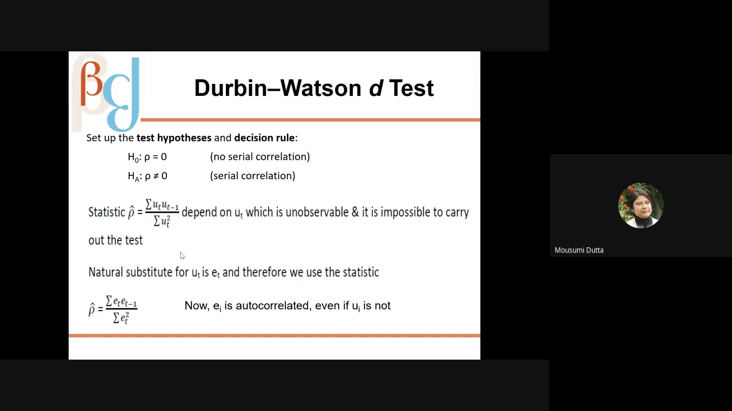Starting from the very beginning, when we consider the basic model, we consider beta to be equal to 0, which means x cannot explain y. So a zero-parameter type hypothesis we consider. In case of heteroscedasticity, the null hypothesis was no heteroscedasticity, that is homoscedasticity. In case of autocorrelation too, the null hypothesis is no autocorrelation, no serial correlation. So rho is equal to 0, and this is tested against the alternative hypothesis rho not equal to 0, which indicates serial correlation.